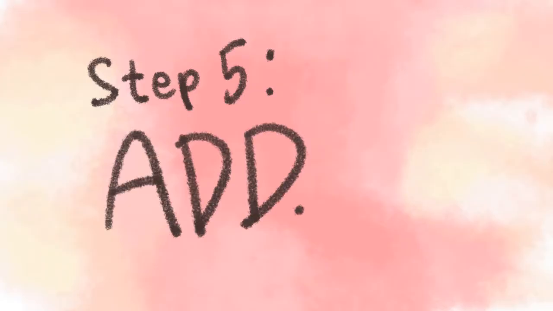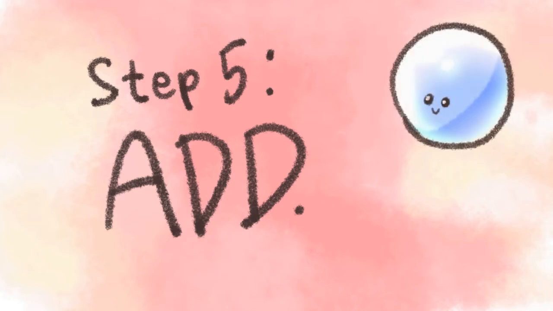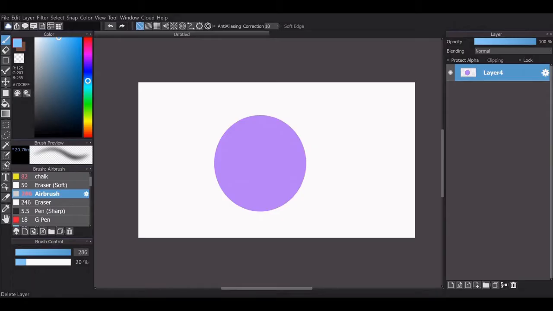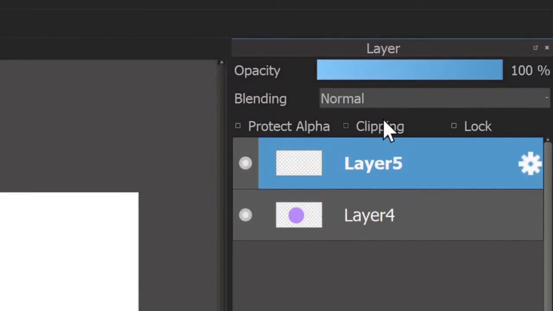Step 5. Add. Last but not least, this add layer is also a blending mode and it is for that sparkly, shining, shimmering, splendid. Let's use add layer. So here, let's add a new layer, set it to clipping, and set the blending mode to add.